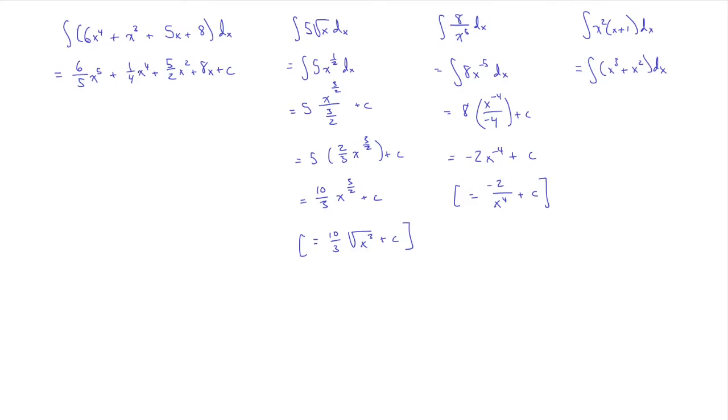In particular, if you distribute, x squared times x plus 1 is equal to x cubed plus x squared, and the integral of x cubed plus x squared is not difficult, we get 1/4 x to the fourth plus 1/3 x cubed plus a constant.